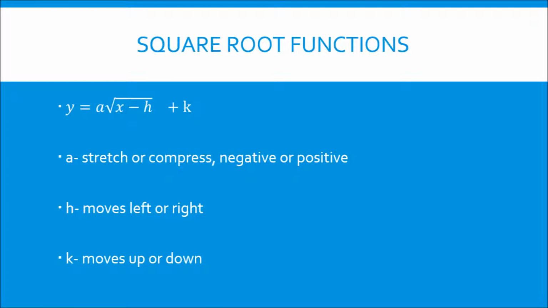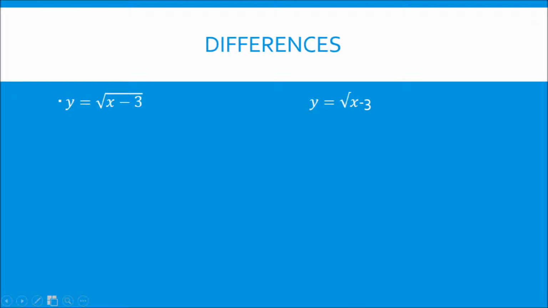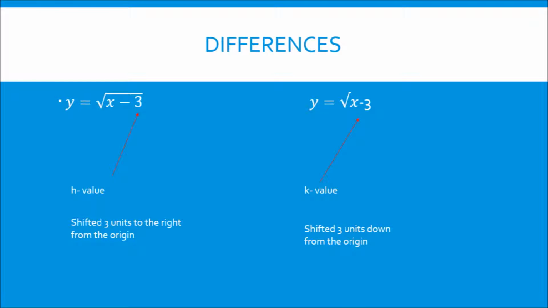Now let's examine our functions. Y equals square root of x minus 3 and y equals the square root of x, minus 3. The minus 3 in the first function is going to be the h value, while the minus 3 in the second function is going to be the k value. So this just means that in the first function, the function is going to be shifted 3 units to the right, while in the second function, the function is going to be shifted 3 units down from the origin. So let's sketch these graphs to see what they look like.